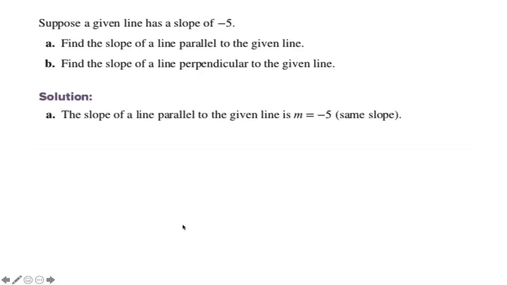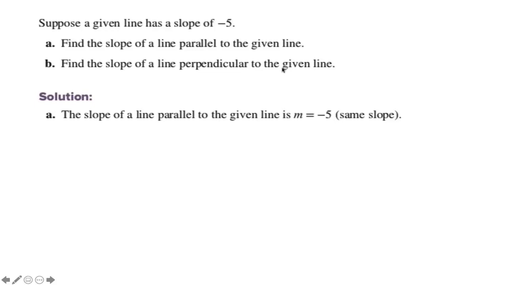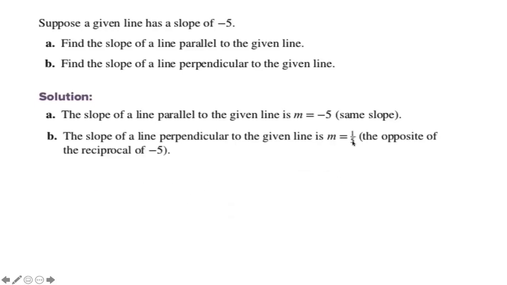So let's try some examples. If you have a line of slope negative 5, then the slope of a line that's parallel to this line is equal to it, which is also negative 5, the same slope. But the slope of a line that's perpendicular to this given line must be the negative reciprocal of it. So the negative reciprocal of negative 5 is positive 1 over 5. You just negate it, and then you flip the fraction.